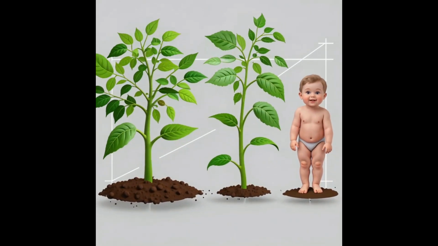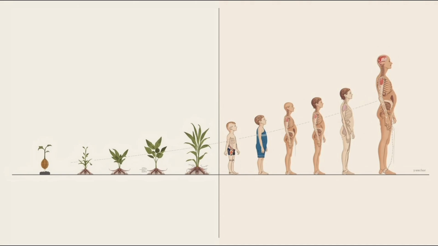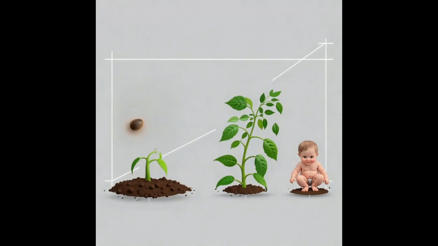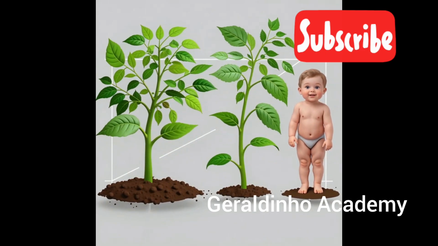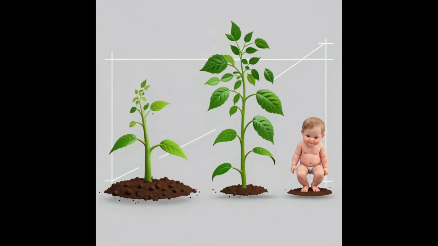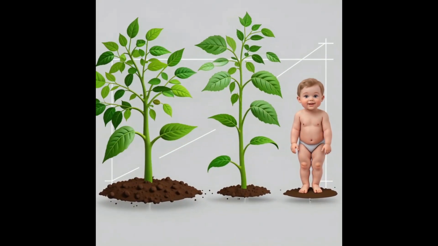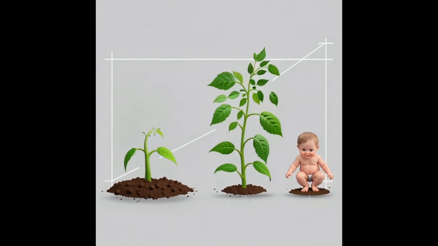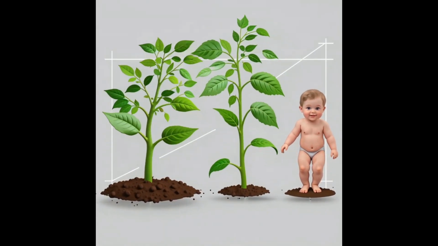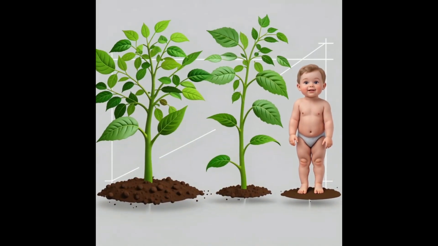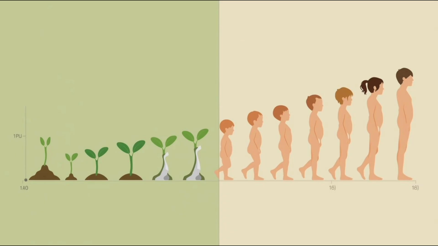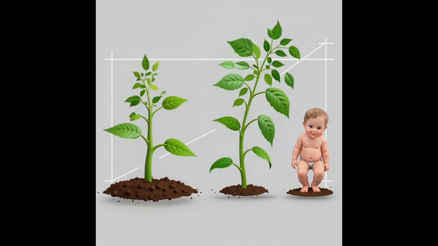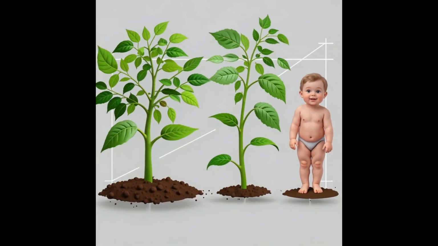Another important sign of life is growth and development. Living organisms don't just increase in size randomly, they grow according to specific instructions coded in their genetic material. From a single fertilized cell, a complex organism develops through orderly stages. A seed becomes a seedling, then a mature plant. A baby grows into a child, then an adult. This growth is controlled, purposeful, and guided by DNA.